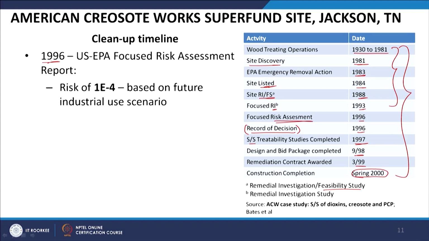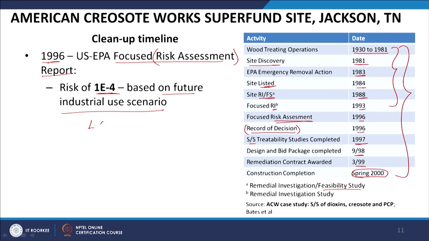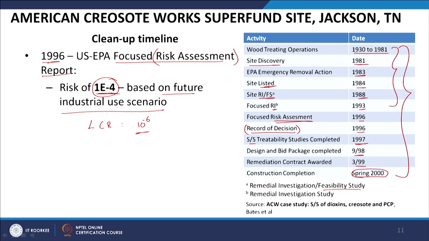So 2 aspects to highlight: US UPF focused risk assessment. They chose 10 power minus 4 based on a future industrial use scenario, right? As we might remember, or to refresh our memory, let me go back to this particular aspect: when we look at risk assessment for lifetime cancer risks, we typically looked at 10 power minus 6 risk, to see to it that the risk posed to relevant people there is not going to be greater than 1 in a million or 10 power minus 6. But for various reasons they considered 10 power minus 4, and this is something we looked at too, right?